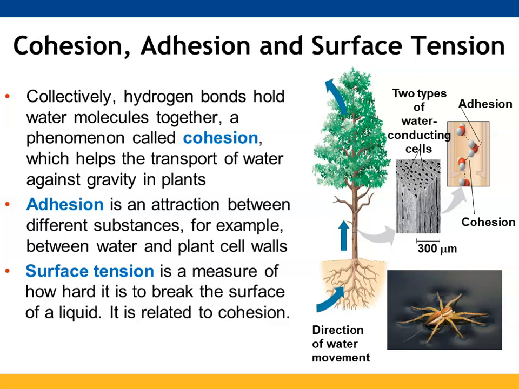Surface tension is representative of cohesion because, again, the water molecules, the hydrogen bonds are holding them together, those connections between the adjacent molecules, and all of those would have to be broken for the surface tension to be broken as well.